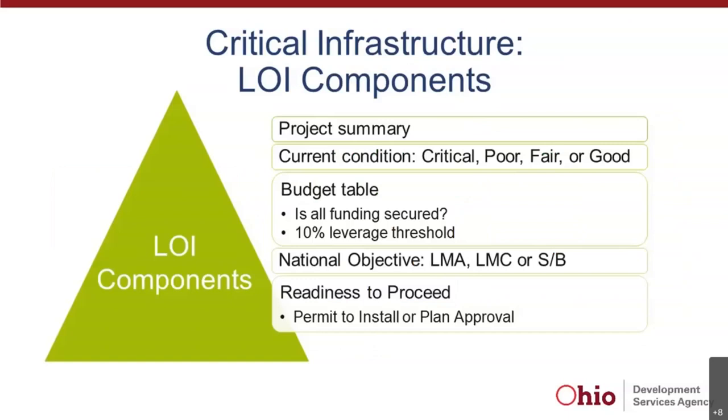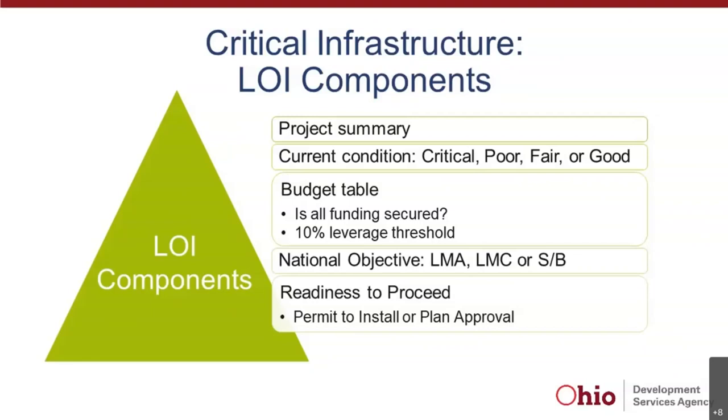The pre-application requires a project summary, a designation of the infrastructure status, the sources and uses budget, including a leverage commitment of at least 10% of the CDBG request. Again, allocation and the revolving loan fund are recommended sources. The national objective under which a project will be qualified, and an acknowledgement the project is ready to proceed.